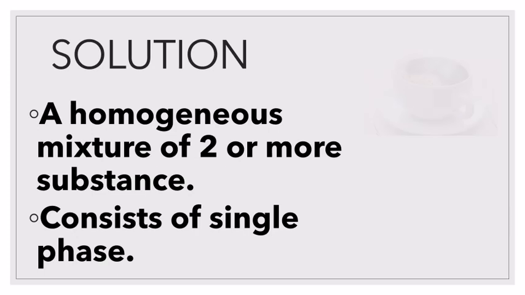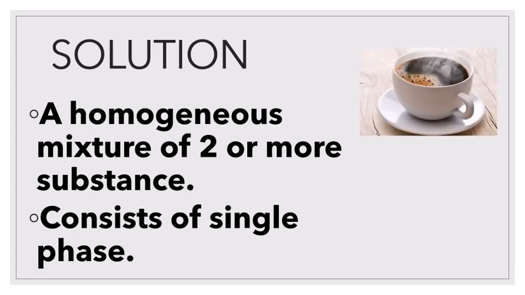So let's have examples. In the first example, we have the coffee. So you cannot tell which is the coffee powder, which is the water, because it is already well mixed or well combined. So it is a single phase. Another one, juice. So you cannot tell which is the juice powder, which is water. But then again, if our example is, let's say, lemon juice, but there are pieces of fruit or pulp, so it is not a homogeneous mixture. It is already a heterogeneous mixture.